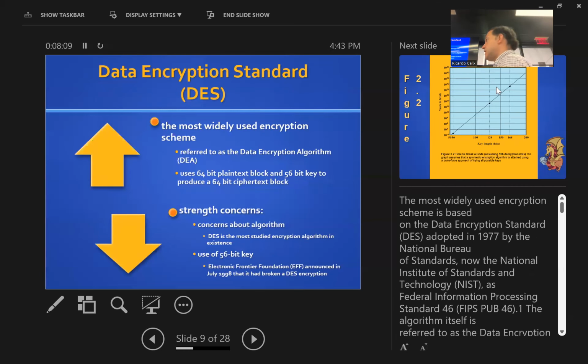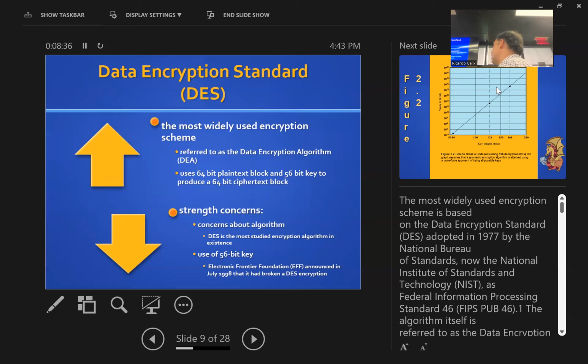So the Data Encryption Standard, historically, we can talk about this one a little bit. The most widely used encryption scheme, and it's still available in some hardware, right? So it can still be available in some places. Referred to as the Data Encryption Algorithm, it uses 64-bit plaintext blocks and 56-bit keys to produce a 64-bit ciphertext block. Strengths, concerns about the algorithm.